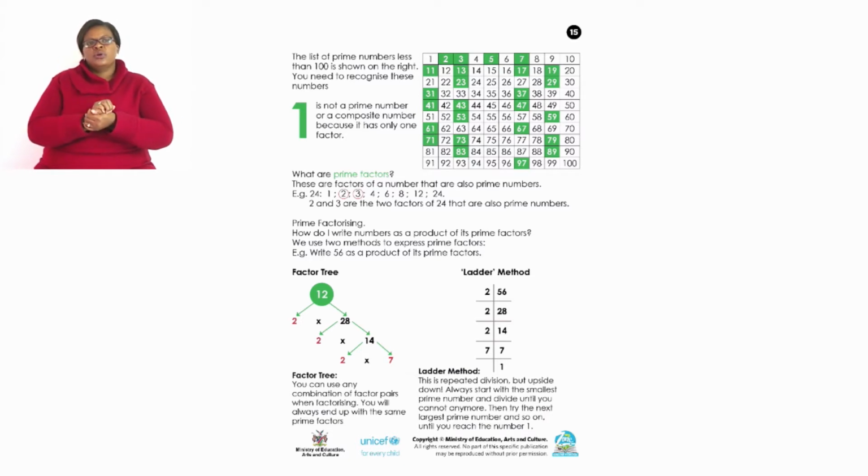To explain it in detail, or to read there at the bottom: you can use any combination of factor pairs. When factorizing, you always end up with the same prime factors. The ladder method is a repeated division, but upside down. Always start with the smallest prime number and divide until you cannot anymore. Then try the next largest prime number, and so on until you reach the number 1.